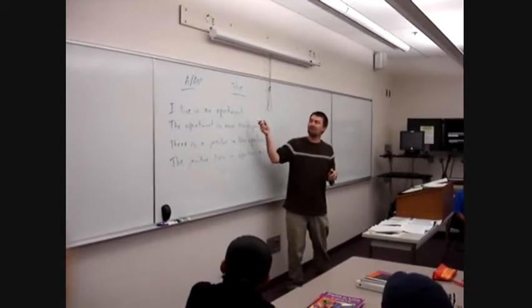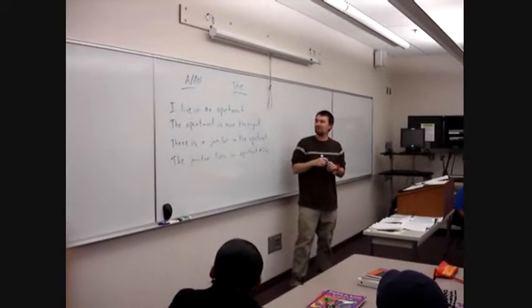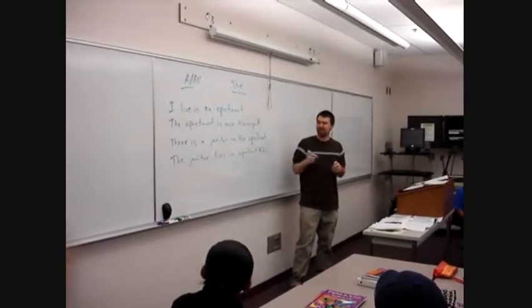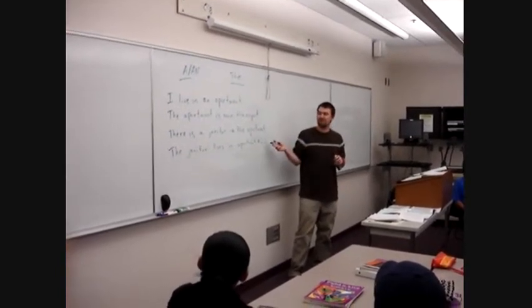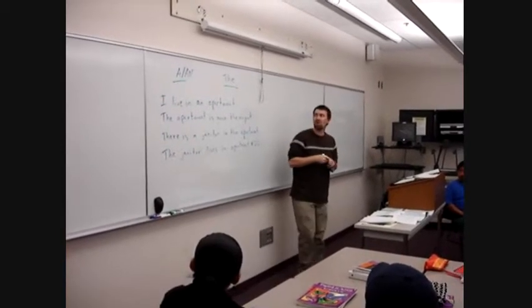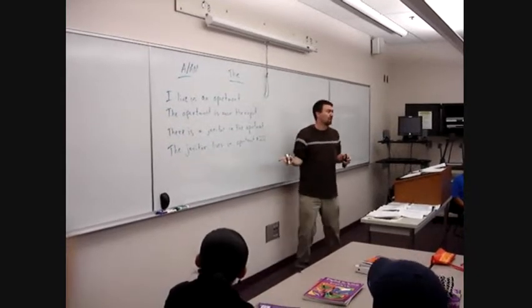So the first one is, I live in an apartment. The apartment is near the airport. There is a janitor in the apartment. The janitor lives in apartment number 212. So see if you can find any a and an or the in there.